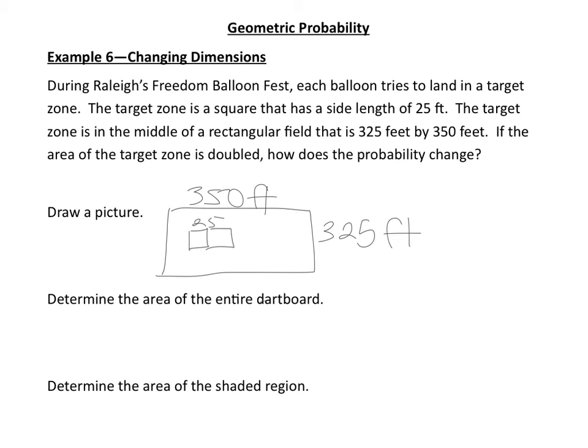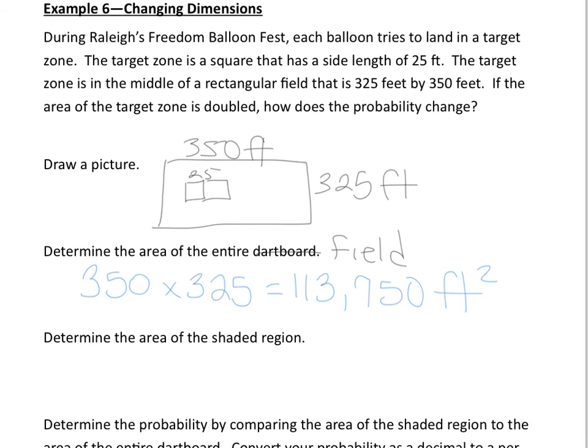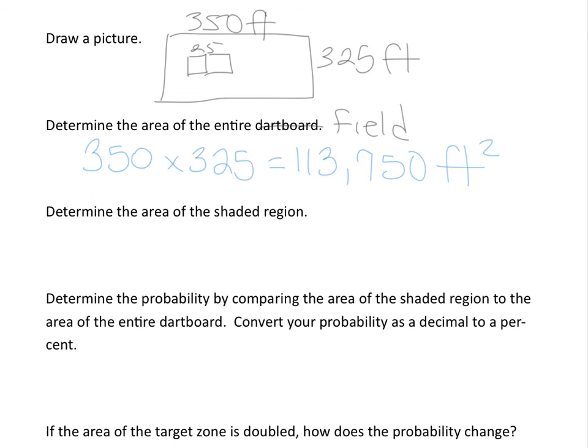So determine the area of the entire dartboard, or in this case, field. It is still going to be 350 times 325, which is still 113,750 feet squared. And we're asked to determine the area of the shaded region, or in this case, the target. In this situation, the previous problem told us that the area was 625 feet squared. However, we were told that we're going to double it, meaning it is now 1,250 feet squared.